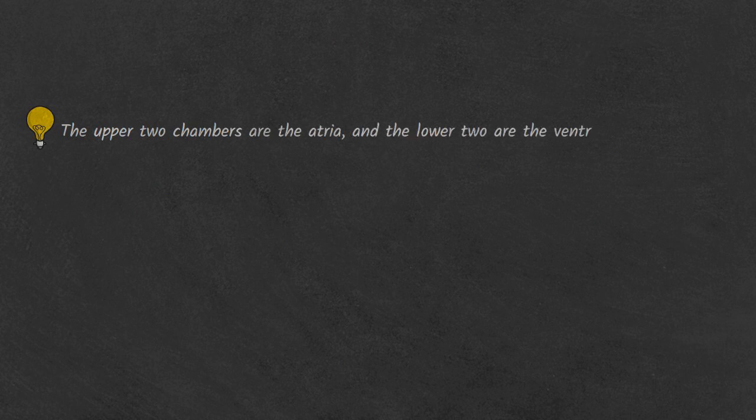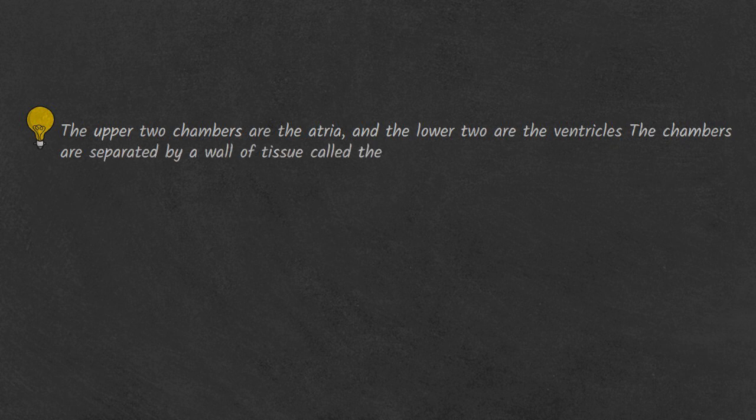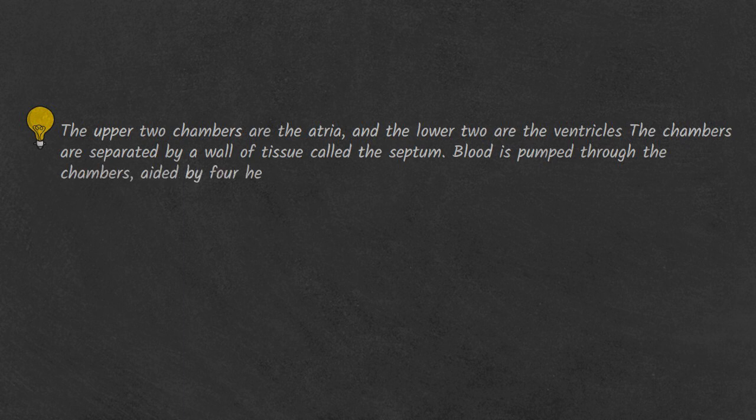The upper 2 chambers are the atria and the lower 2 are the ventricles. The chambers are separated by a wall of tissue called the septum. Blood is pumped through the chambers, aided by 4 heart valves. We'll talk about this in future sessions. The valves open and close to let the blood flow in only one direction.